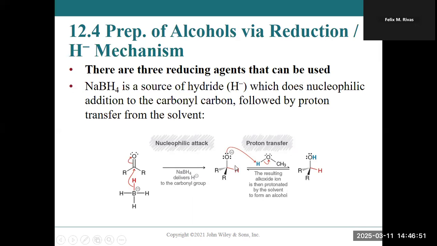Once you make the negatively charged oxygen, it gets protonated with the solvent that's already there, and then you end up with the alcohol at the end. So it's a reduction because you're changing the bonds from carbon-oxygen from being double to single now.